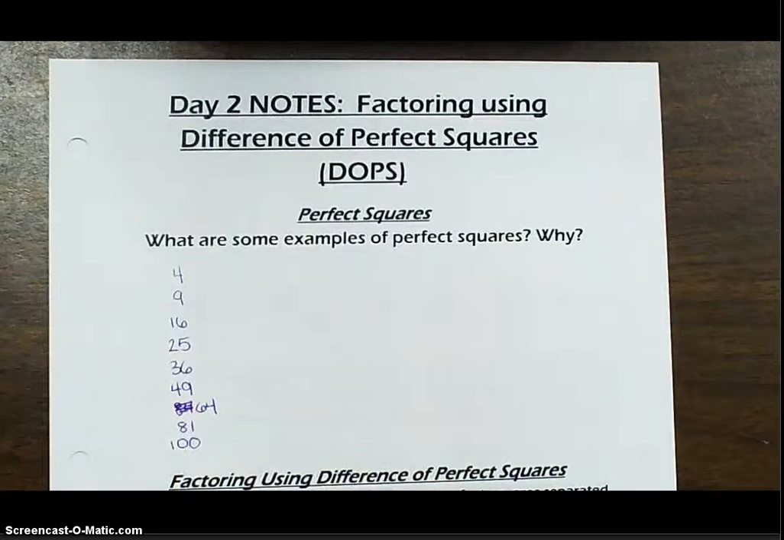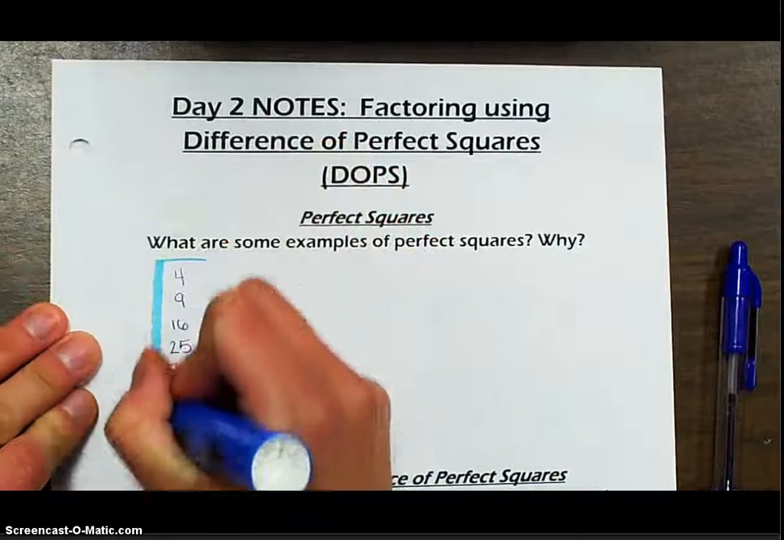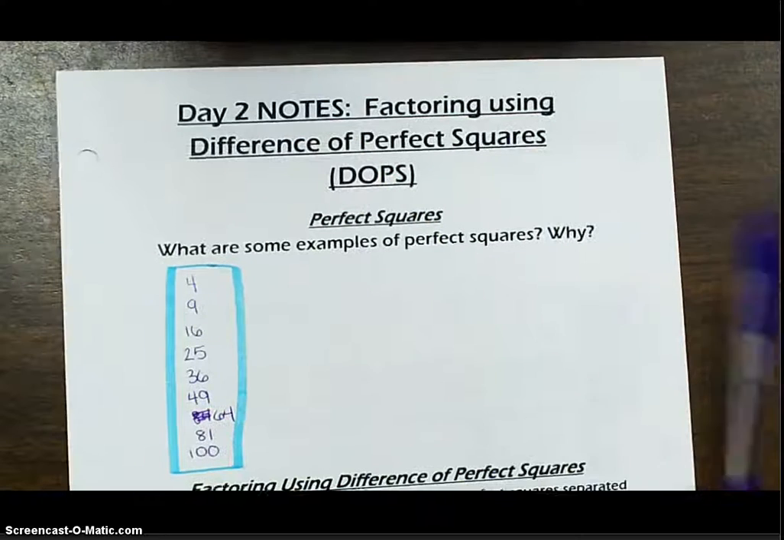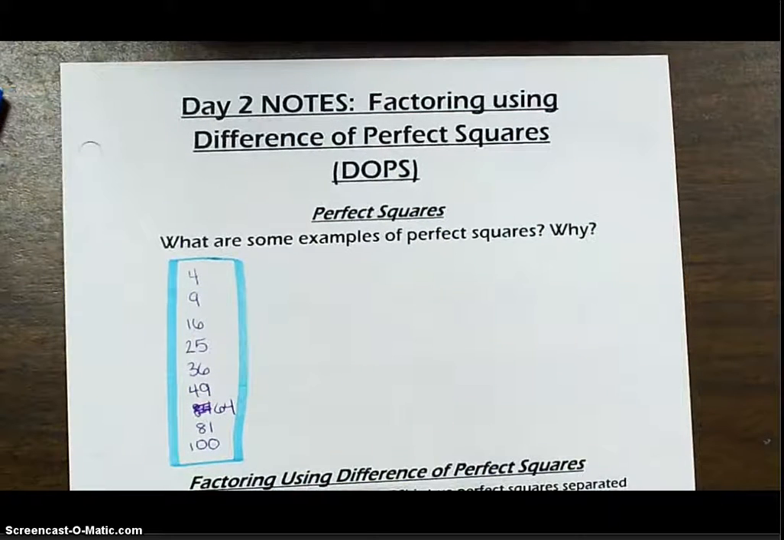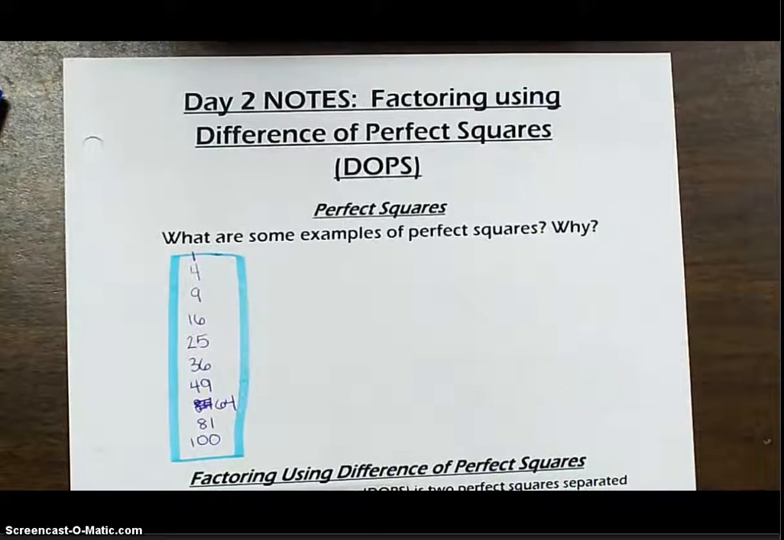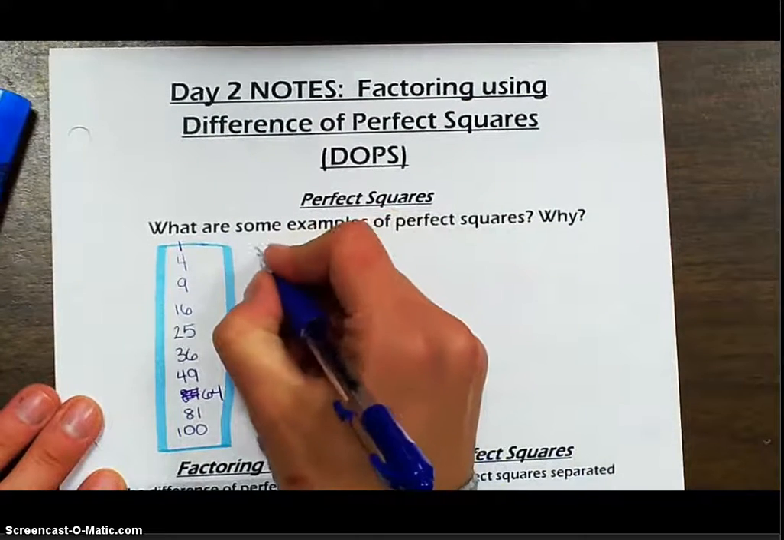So why are these perfect squares? So these are your perfect squares. Oh, I forgot about 1. What is 1 times 1? That would be 1. Okay, so why are these examples of perfect squares? Well, they're examples because you can take the square root of them.